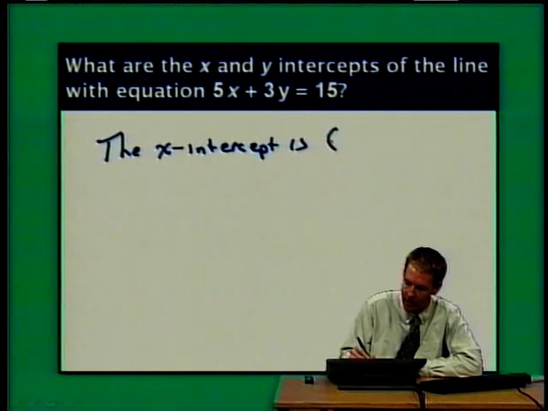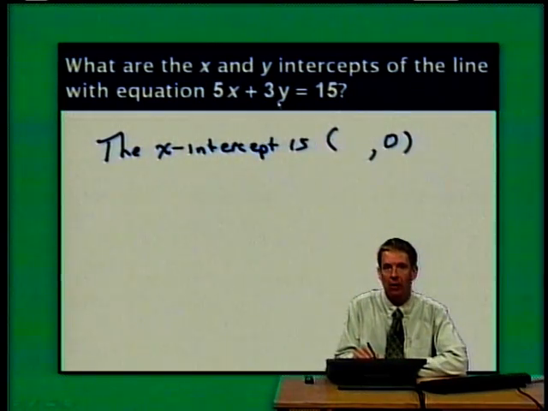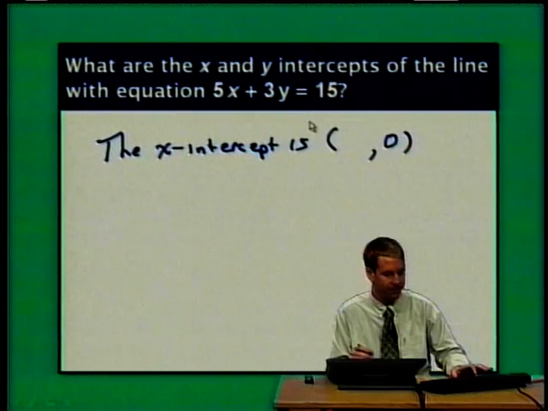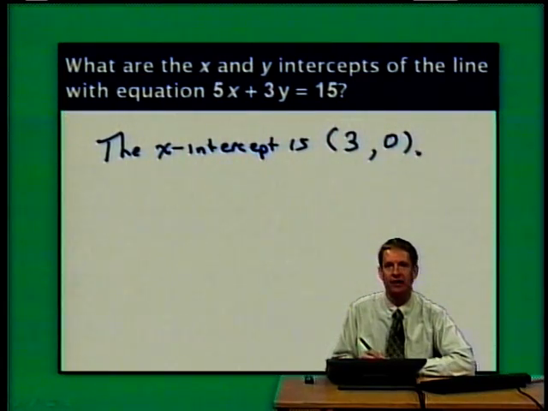The x-intercept is the ordered pair that has a y-coordinate of 0. When y is 0, we get the equation 5x plus 3 times 0 equals 15. 5x equals 15, x must be 3. So the x-intercept is the ordered pair 3, 0.